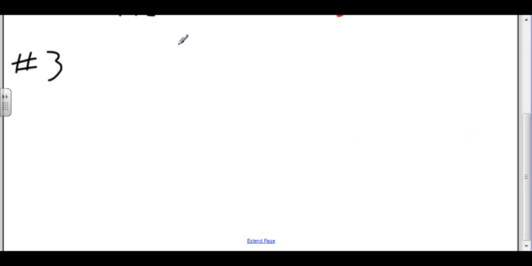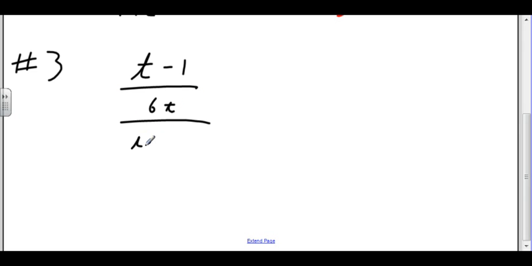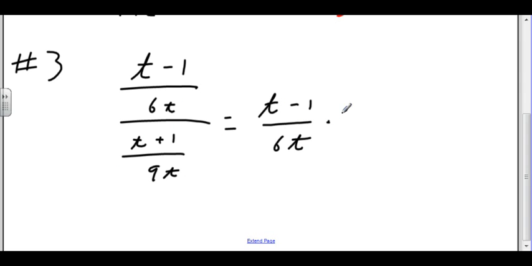Number 3, t. Normally when we use t, it means time. So t minus 1 over 6t, divided by t plus 1 over 9t. And we would, again, invert and multiply and say that's t minus 1 divided by 6t times 9t over t plus 1.